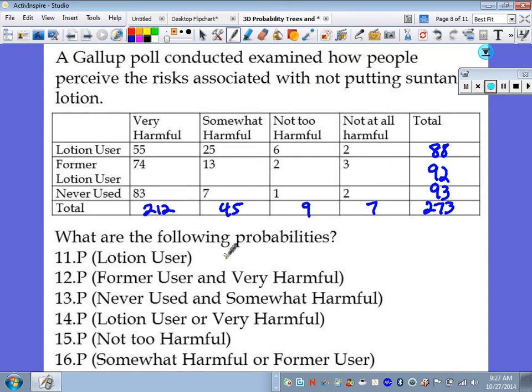Okay, so lotion user, okay? That one's pretty easy, so it's going to be 88 out of 273. Number of lotion users out of 273. Now, formal user and very harmful. And means that we're going to do what? We're going to multiply. So you're going to take 92 out of 273 times 212 out of 273. When I did this on my calculator, it immediately went to decimal because the fraction was just too big.